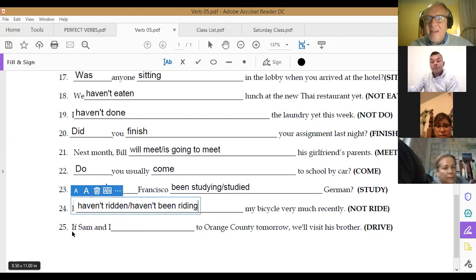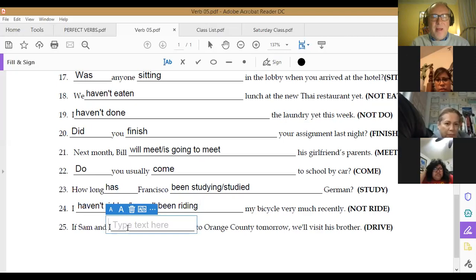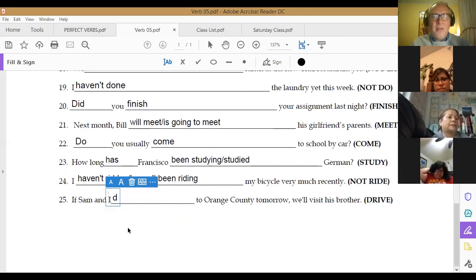Now we have to remember, we have to look carefully over here. Drive. What do we have over here? Drive. Exactly. Simple present. Remember, the partner was present and future. If we drive to Orange County tomorrow, we will visit his brother.